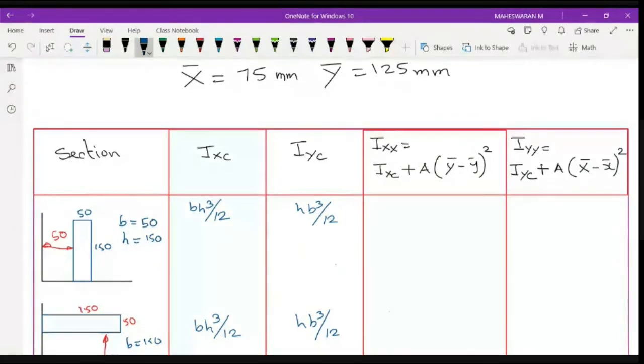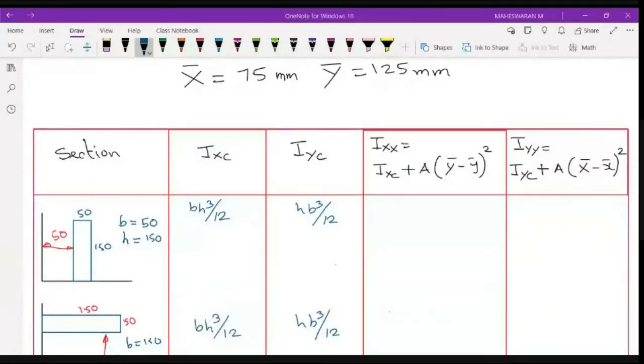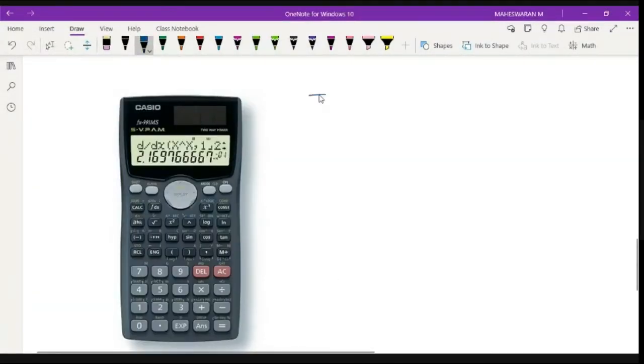Let me take some time to explain again how to do these things. Now I'm going to create a formula for this IXX, so IXC and IYC. For this, I'm going to create a formula. What you'll do, you have to press alpha first. So you have alpha here, press this alpha. After pressing alpha, you go to B.